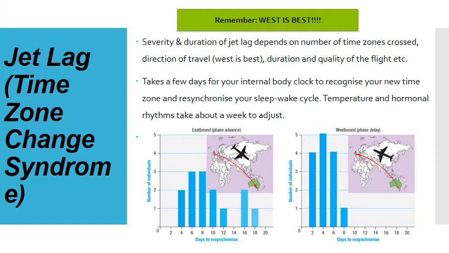Typically, disturbances can reduce after 2 to 3 days at the destination, and we can fully adapt in about 8 days. More specifically, our internal body clock really just takes a few days. Temperature and hormonal rhythms take about a week though.